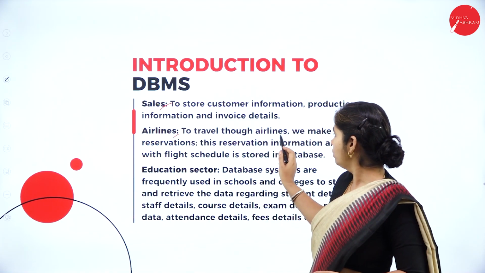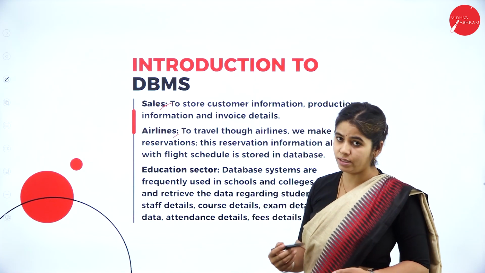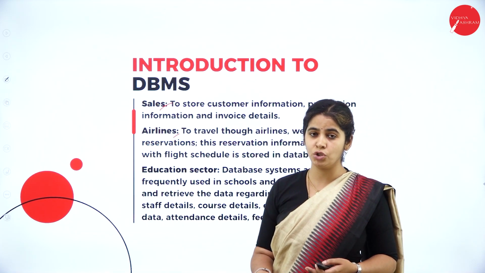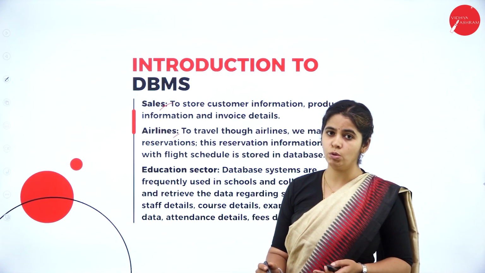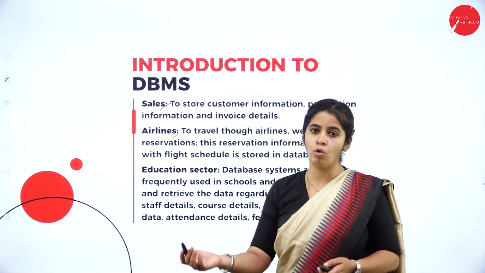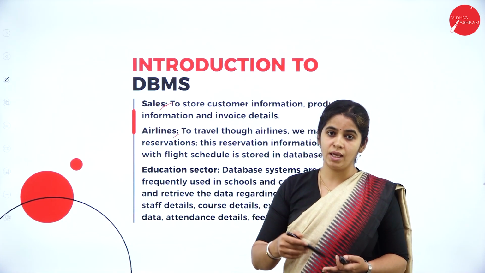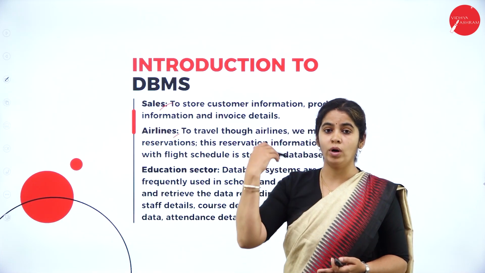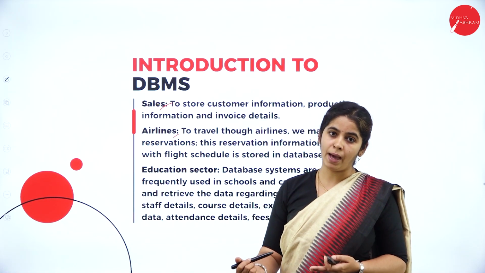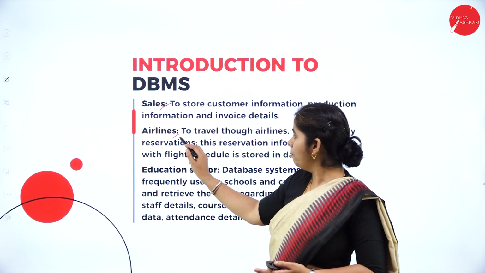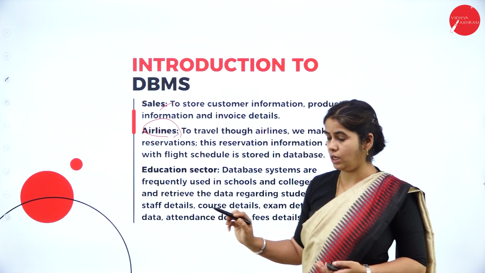Airlines, to travel through the airline, we have to make the reservation. How are we making the reservation? By using the user ID and password. First we have to create the user ID and the password, then we have to go for the booking: where we are flying, what date we are flying, what is the ticket rate, and when we are coming back. So all the detail is maintained by the airline database.